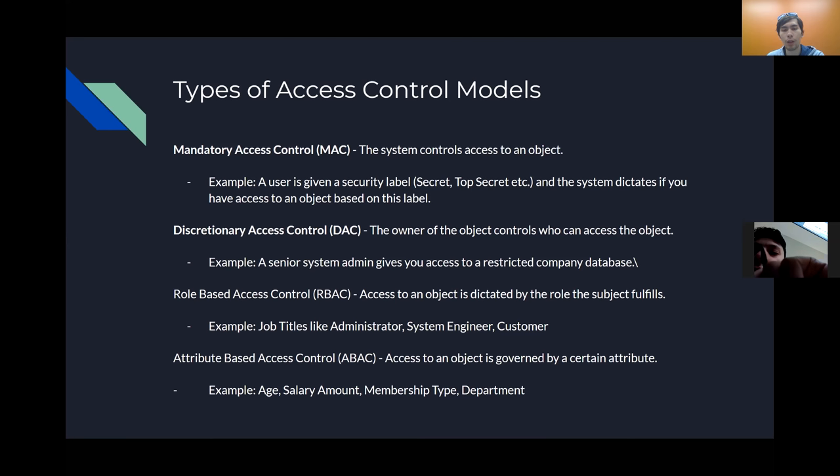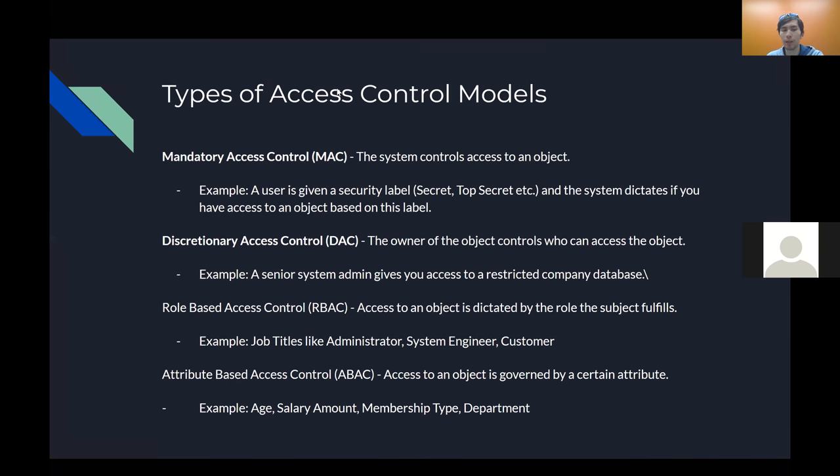Discretionary access control is an access control model where it's up to the owner, whoever created the object, to basically give access to other people. An example of this is a senior system admin gives you access to your restricted company database, for example. Another example is that if, let's say, you make a file and then you give other users access to the file in that regard.